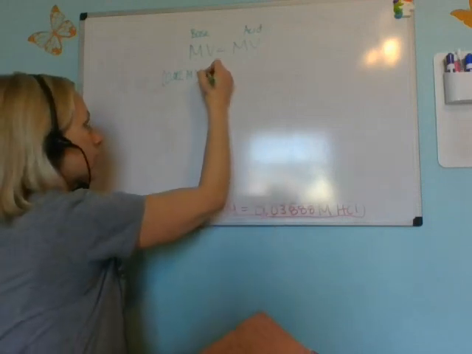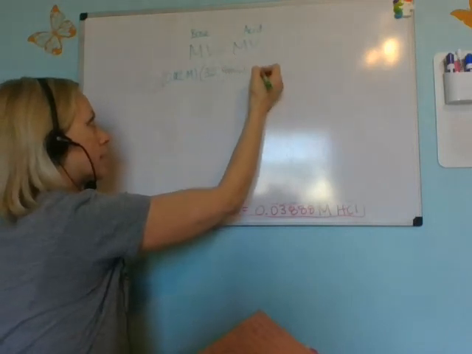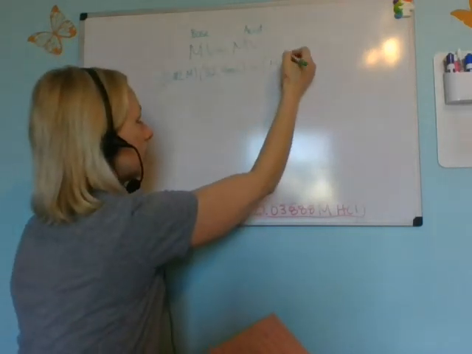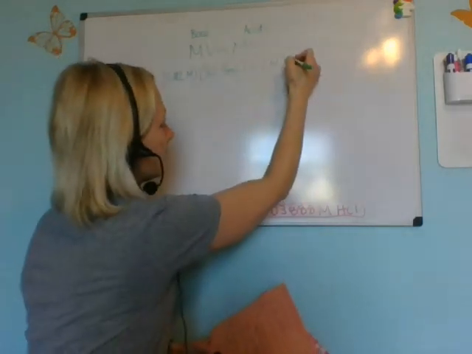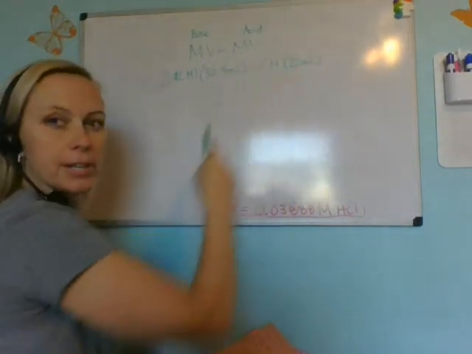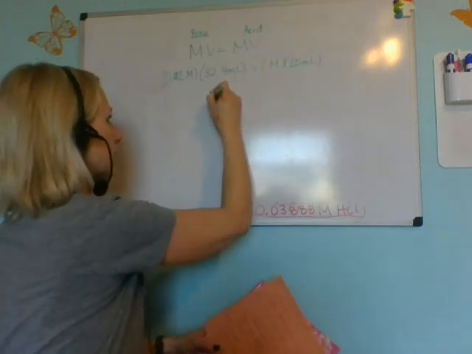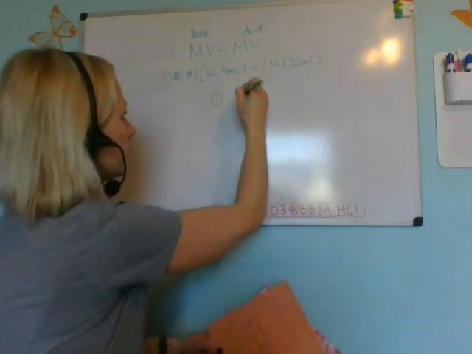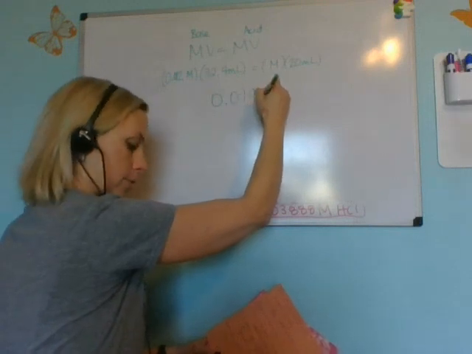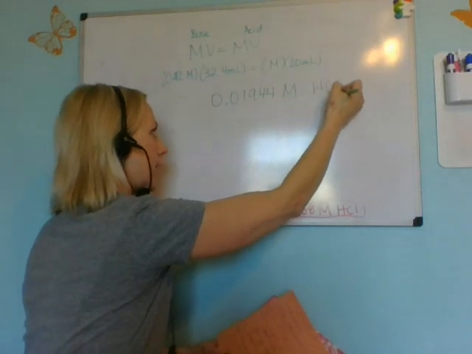And then I used 32.4 milliliters. And I'm looking for the concentration, same answer I'm looking for. So I'm looking for M. And I know the volume was 20 milliliters. Okay, so I can multiply these, divide by 20. Sorry, there's a glare with that green marker. But we get an answer of 0.01944 molar of my HCl.